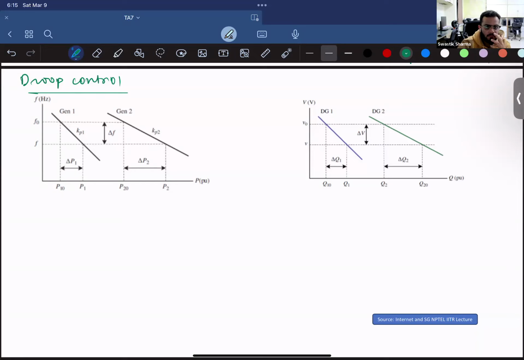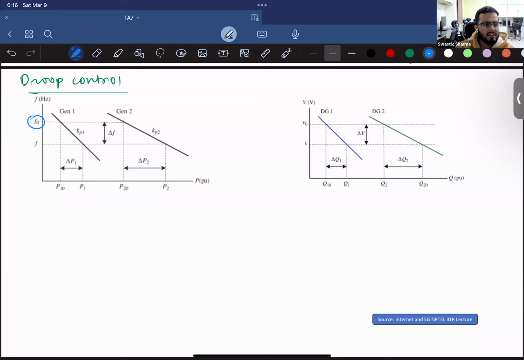So just a second, my screen is not. So what it does is we have a drooping curve, which is a straight line with decreasing slope, and what it says is that it enables power sharing between two or more DGs. Let's say how. Let's say F naught is our normal operation frequency. So the frequency for normal operation.